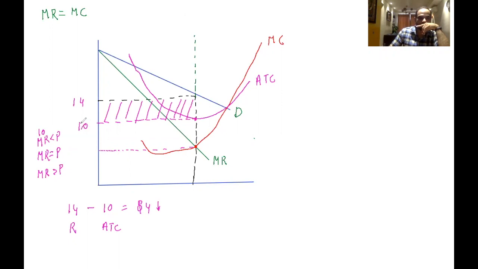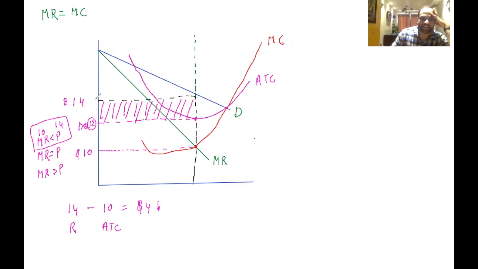It's not 10, it's MR 10. And P was 14, right? So MR 10 is here, and P is 14, which is here. And let's say this is $12 here. Average total cost is 12. All right, so the idea is we need this, then we will maximize our profit.